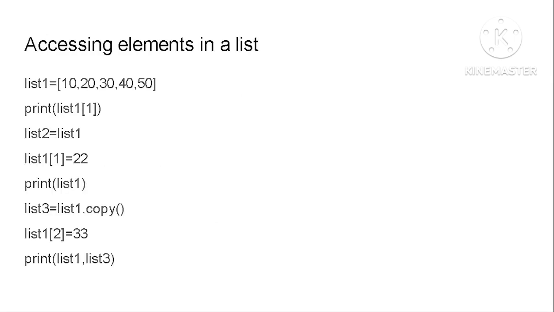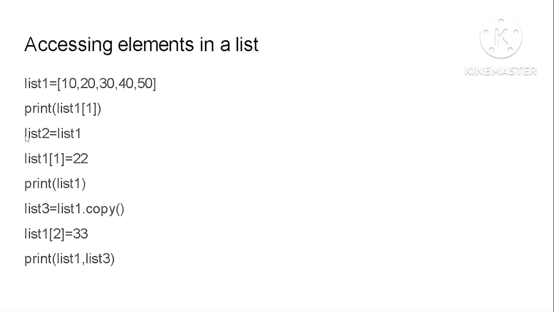Next, how to access an individual element in a list. If you have a list, give the name of the list followed by the square brackets and give the index number. List1 of 1 is number 20. Okay. Then I'm creating a copy of list 1 as list 2. Now what will happen here? Now I am trying to change the value of list 1 index 1 as 22. So this 20 will be changed as 22.